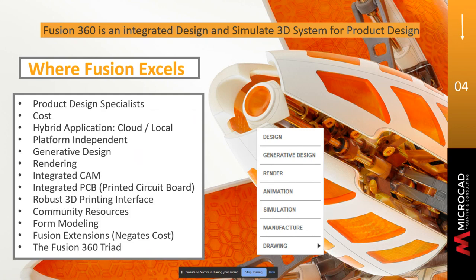And then form modeling. Although you have form modeling, that's mesh modeling, in both programs, Fusion kind of has the edge on form modeling. So it's good when you want to blend organic and mechanical together, or if you're designing ergonomic features.